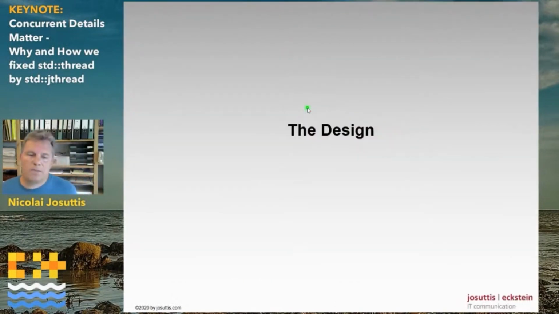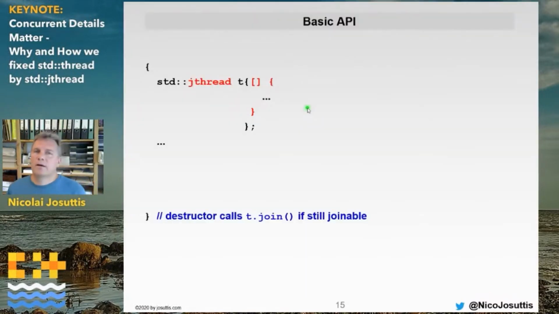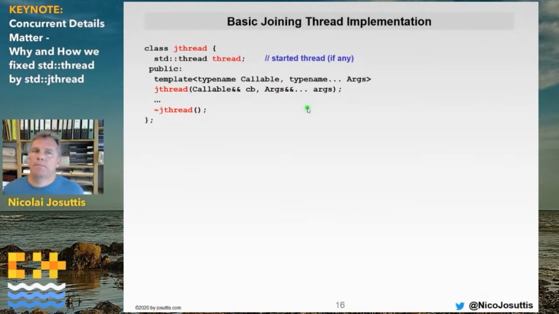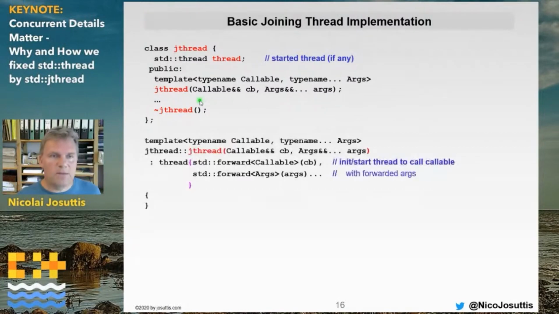So let me talk about the design. It looks pretty easy how to implement the problem. What we need is a class, let's call it jthread, where the destructor calls join if still joinable. So if join has been called, don't do that, otherwise do it. So how can we implement that? Well, it's easy. Create a wrapper around a thread, a jthread. In this wrapper, we wrap the start of a thread, and in the destructor, we do something different: we join if we are still joinable. And of course, we have to think about a couple of other operations, but this is the main thing.